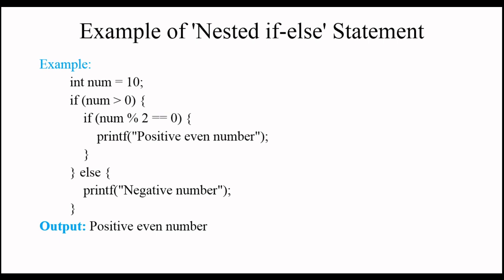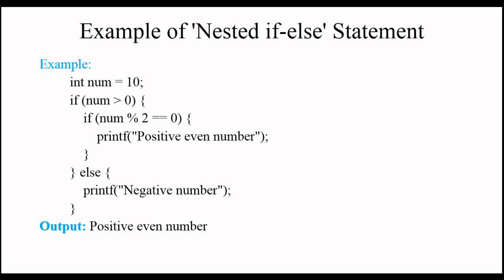Suppose we have taken a number, num is equal to 10. Now we have used the first if statement if num is greater than 0, and under this if statement we want to further check if num is also divisible by 2. To check whether the number is divisible by 2 or not, we use the modulus operator, that is num modulus 2 double equal to 0. If both these conditions are true, then the system will print the positive even number. Now if the first condition is true but the second condition is false, that is number is not divisible by 2, then it will just print the positive odd number.